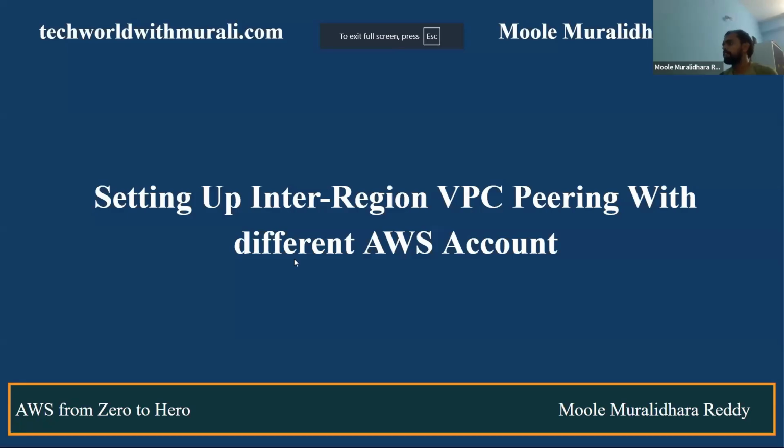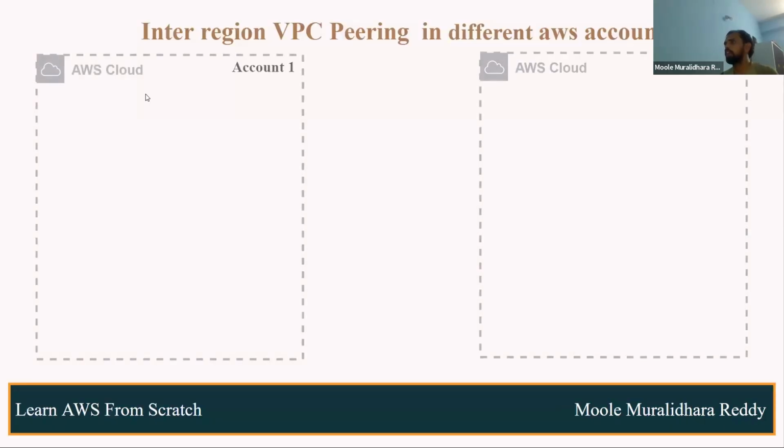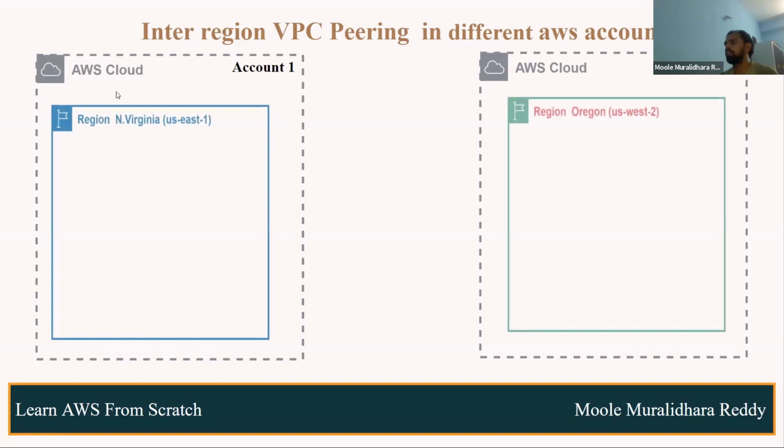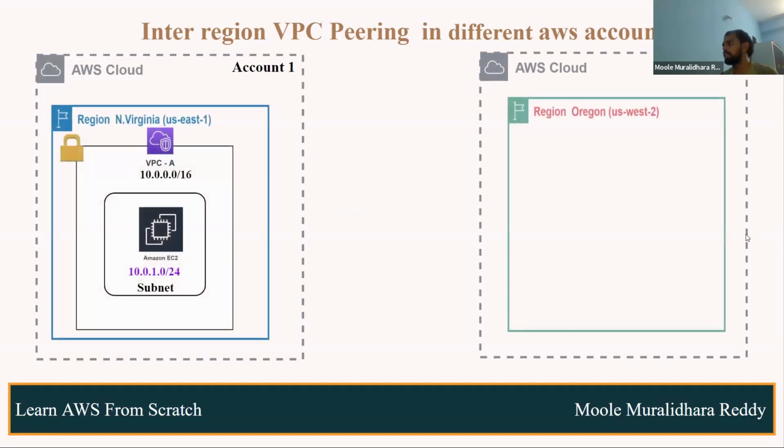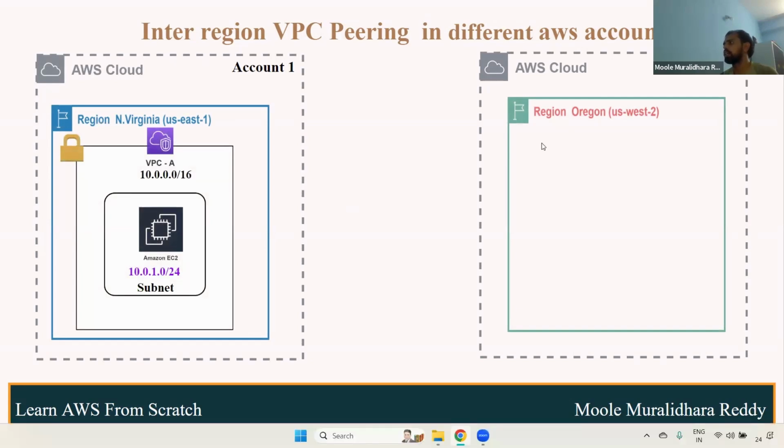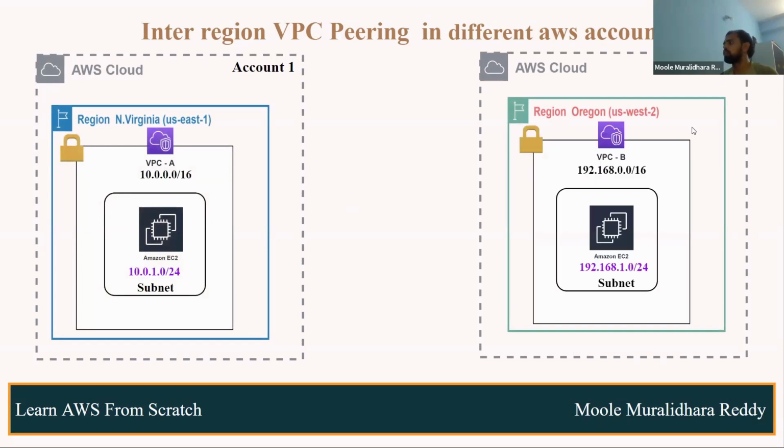Inter-region VPC peering with a different AWS account. Same, we have two different AWS accounts. We have North Virginia and also the Oregon region. Here we have VPCA and VPCB. And also we can see here in VPCB, I mean account 2, we have VPCB, 192 series.